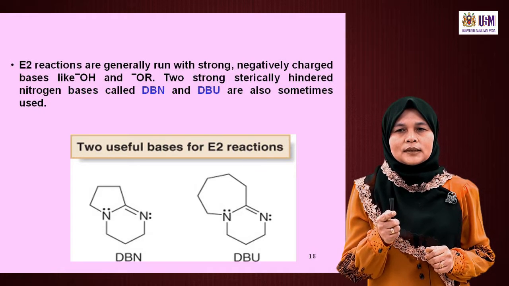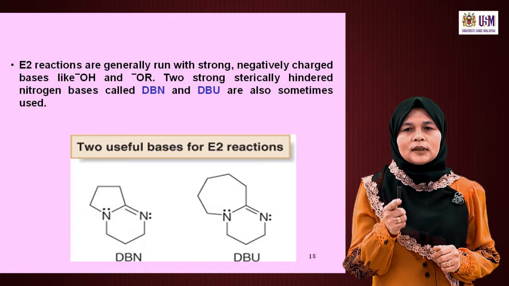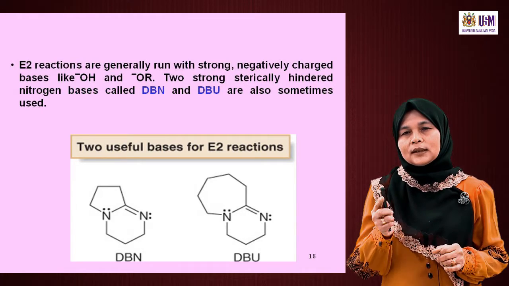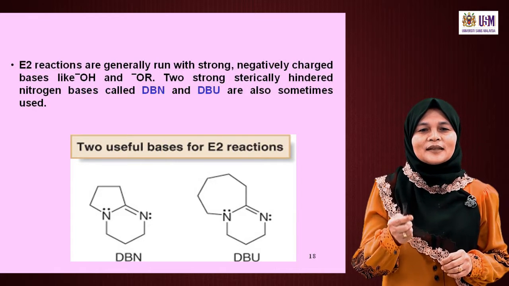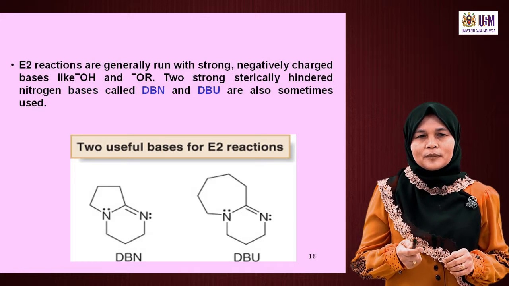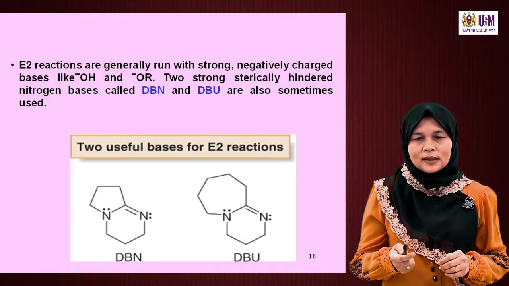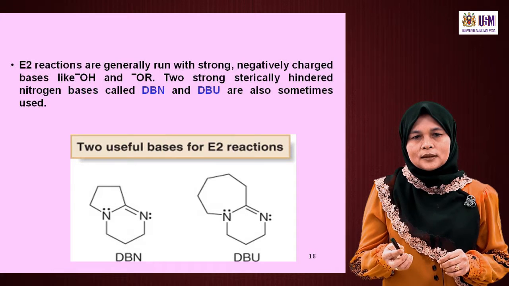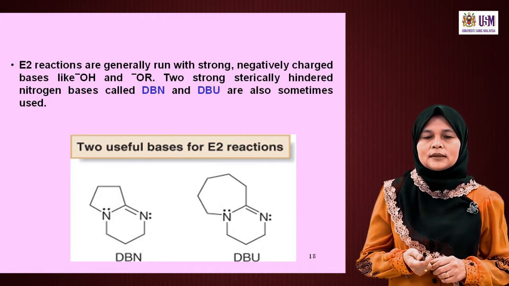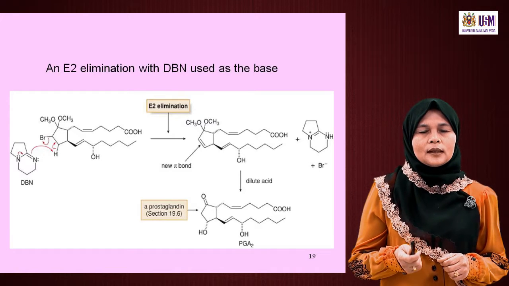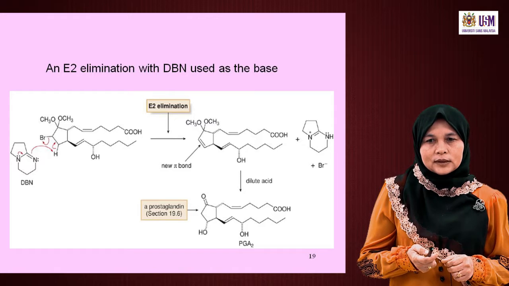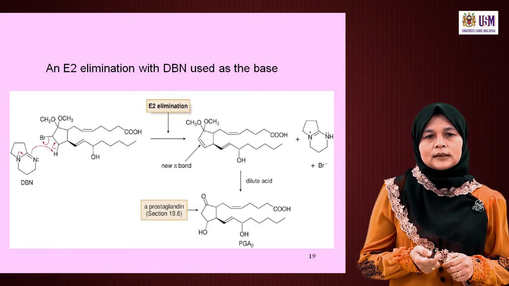The base appears in the rate equation, so the rate of the E2 reaction increases as the strength of the base increases. E2 reactions are generally run with strong negatively charged bases like hydroxide and alkoxide. These are the two useful bases for E2 reactions. The reaction here shows an E2 elimination with DBN, which is used as a base.